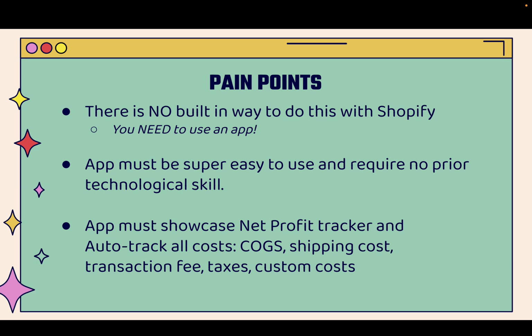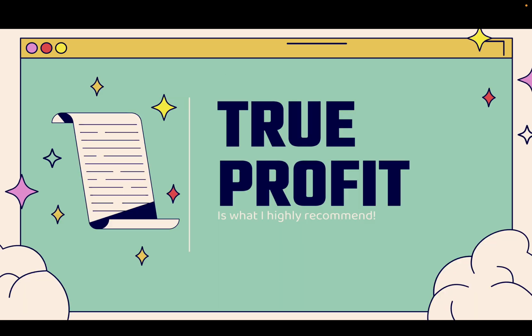And the app must be super easy to use and require no prior technological skill. You don't need to copy and paste any pixels or anything like that. But really, most importantly, the app that you pick, and this is what True Profit does, will showcase net profit, automatically track all of your costs like COGS, shipping costs, transaction fees, taxes, advertising costs, even custom costs you might have, all in one app, in one dashboard to show you everything. And that's why you want to use True Profit. It's what I highly recommend.